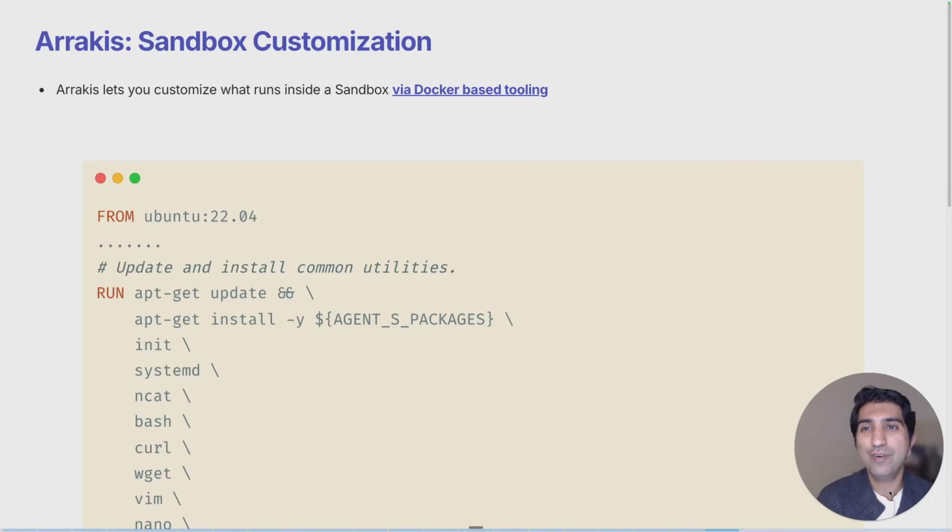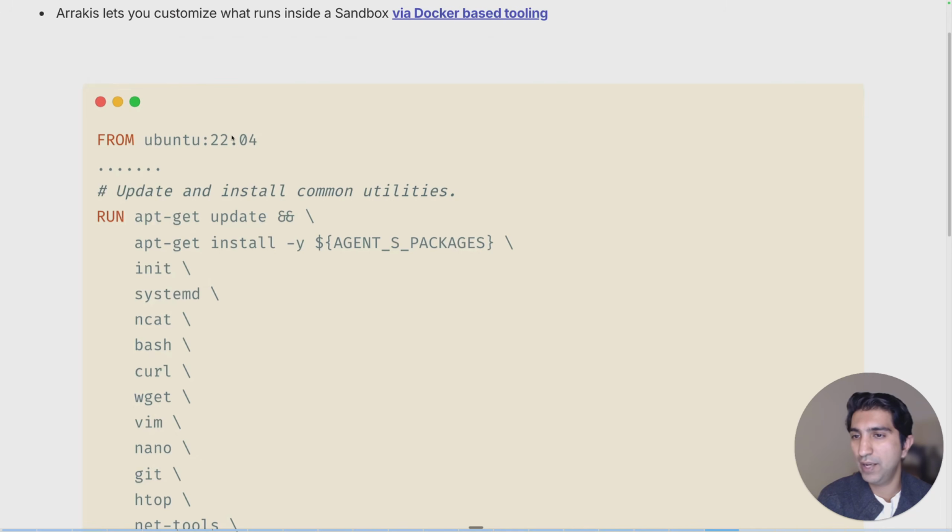As mentioned before, we use Docker tooling to customize Arrakis sandboxes. So you can run whatever packages and binaries you want by just modifying a Dockerfile inside Arrakis. So let's take a look over the Dockerfile that we have by default. And so you can see we base it on Ubuntu 22.04.